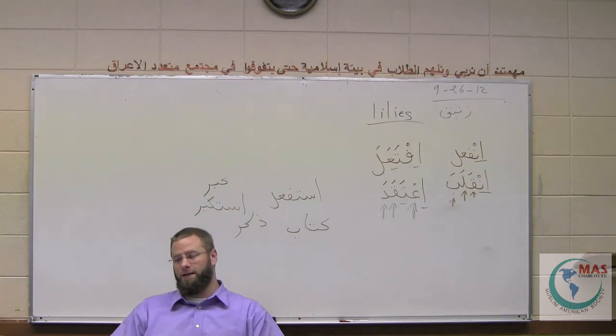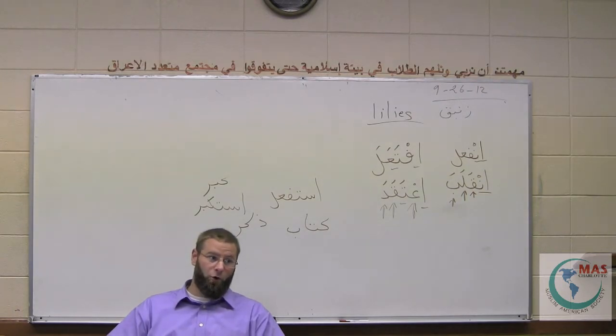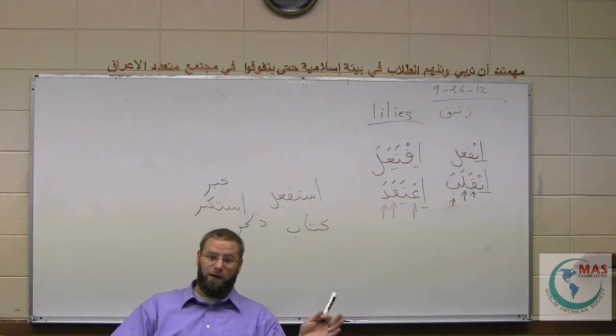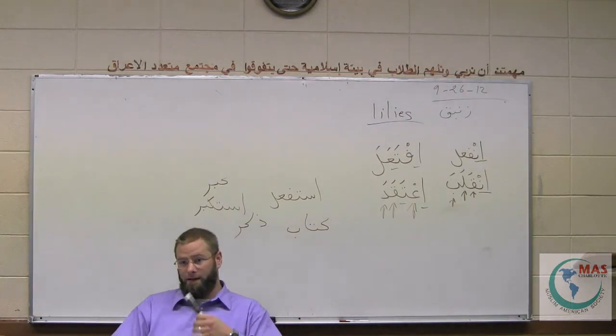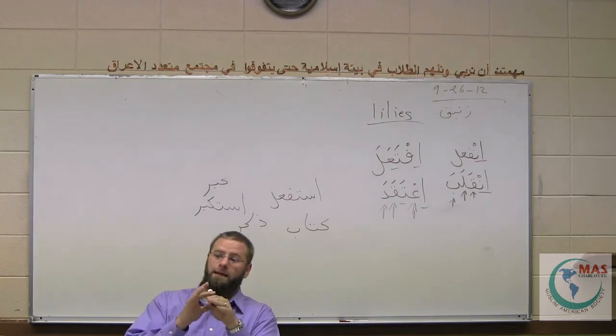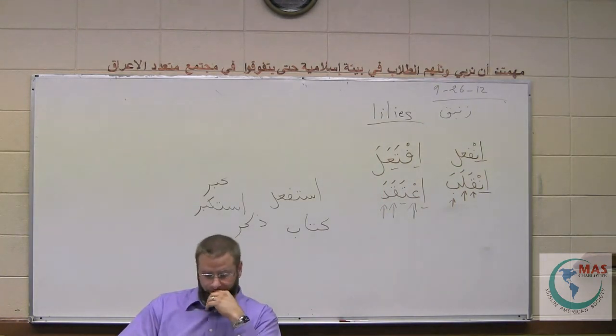Sharibtu, I drank it. Ra'aytu, I saw it. Jalastu, I sat. Qumtu, I stood. Kharajtu, I left. Dhahabtu, I went. So this tu means I did it. It's connected to a verb, meaning the doer of the verb. The one who did it.